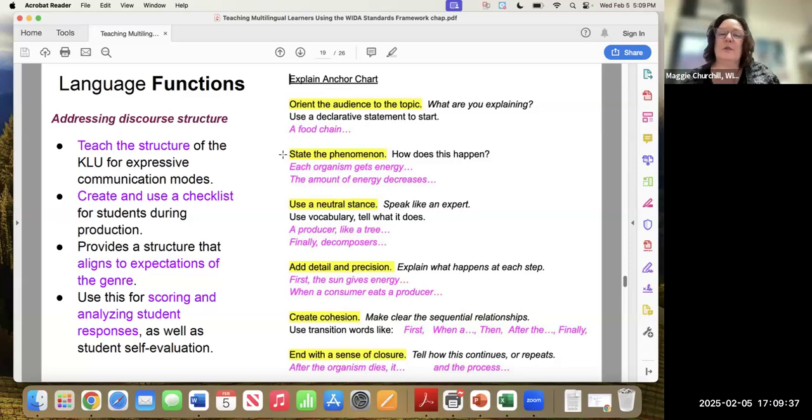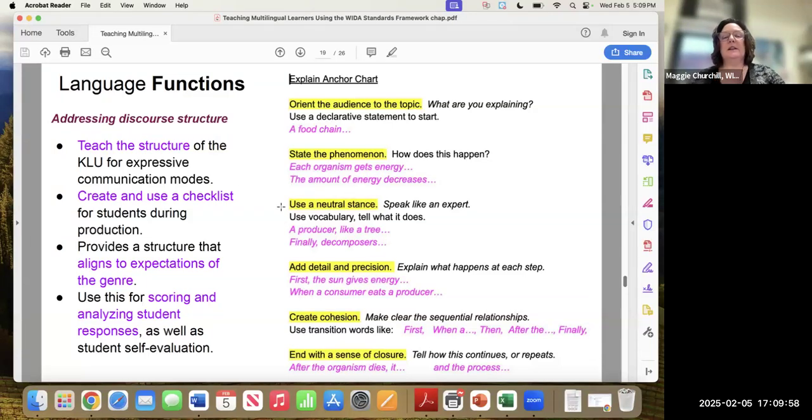So that's okay. Make sure now, once you've oriented the audience, you're going to state the phenomena. So how does the sun power the earth, right? Or how does a food chain work, right? How does energy flow through a food chain? Okay, so each organism gets energy. So we're going to start it for them to give them that way in to the content. They need a way to actually express it.